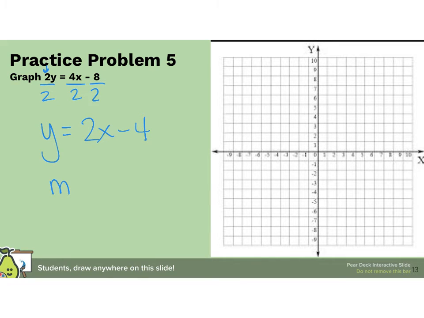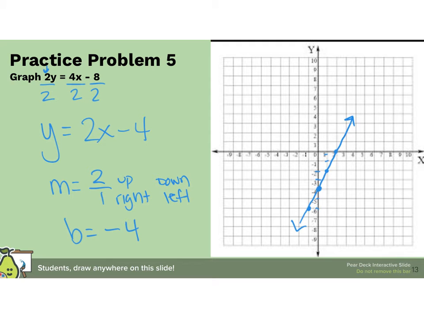Now, I see that my slope is 2 over 1, which is telling me to go up and to the right, or down and left. And my y-intercept is negative 4. So I'm going to start with my y-intercept. I'm going to go to the y-axis and go straight down to negative 4. Using my slope, I'm going to go up 1, 2, and to the right 1, and again 1, 2, 1, or you could have gone down 2 and left. Connect it, arrows, finished.